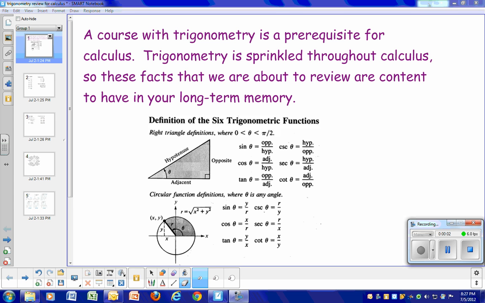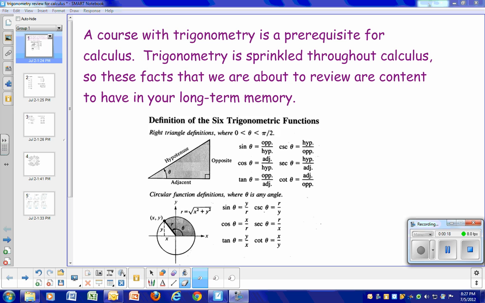Hello, welcome to our review lesson for trigonometry required for calculus. As you can see on your notes sheet, or you could just follow along even if you don't have a notes sheet with you, it says a course with trigonometry is a prerequisite for calculus. That means you're supposed to already know it.